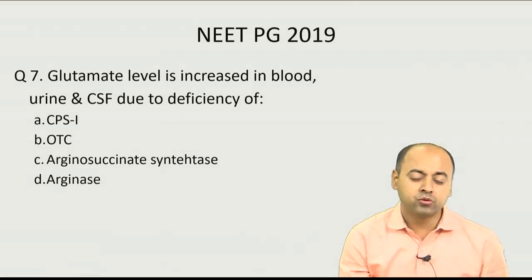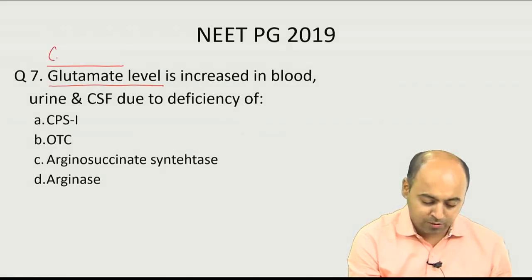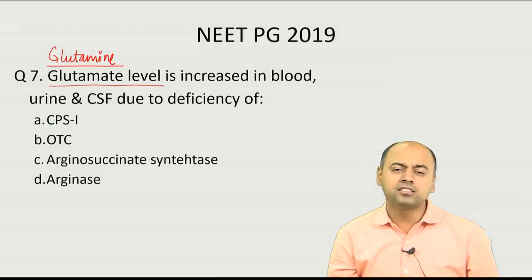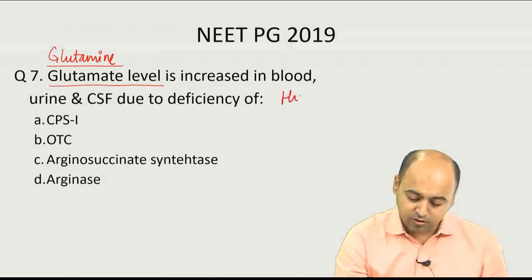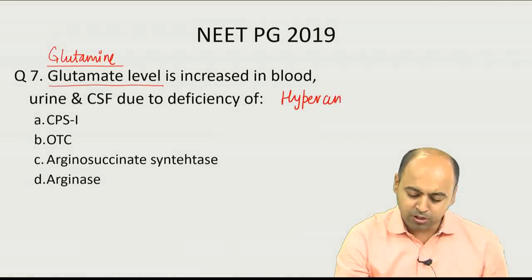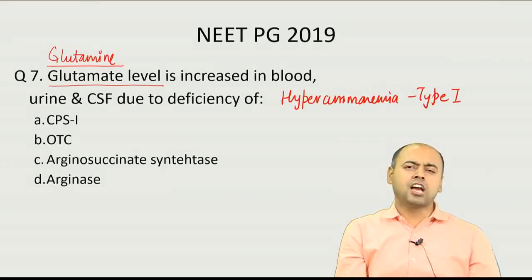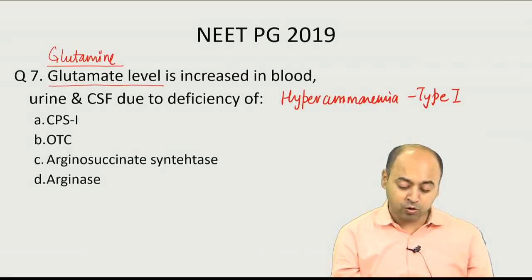Now we have one more question from urea cycle. The glutamate level, it can even be glutamine, any of the two names can be there in the question. Glutamate or glutamine level is increased in blood, urine and CSF due to deficiency of, now this is the characteristic of hyperammonemia type 1. It may be seen in the other hyperammonemias, but most prominently it is seen in hyperammonemia type 1. The elevated amount of glutamate and glutamine is maximum in hyperammonemia type 1.